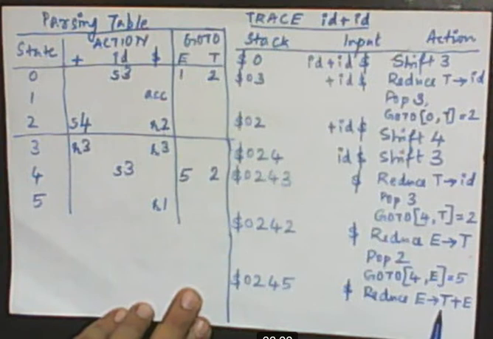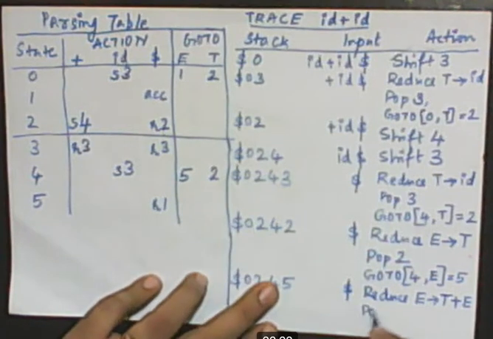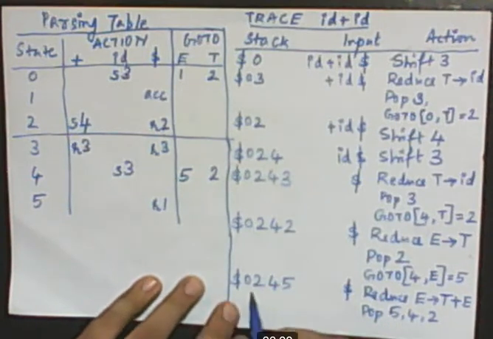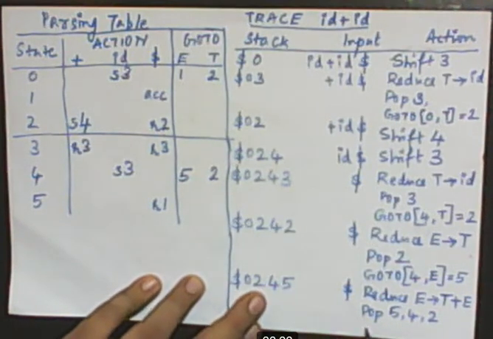Since you have on the right hand side 3 symbols, 3 states have to be removed, that is you will pop 5, then 4 and then 2. Now you have 0 on top, which means you have to find go to.